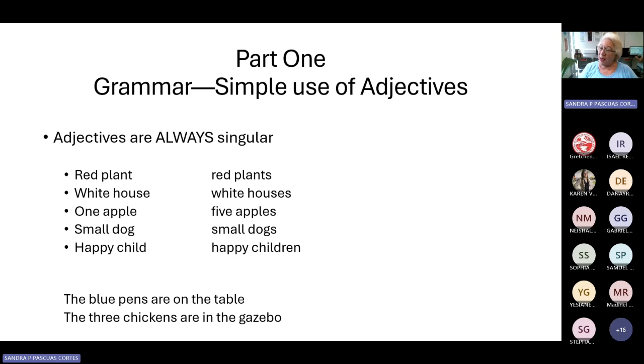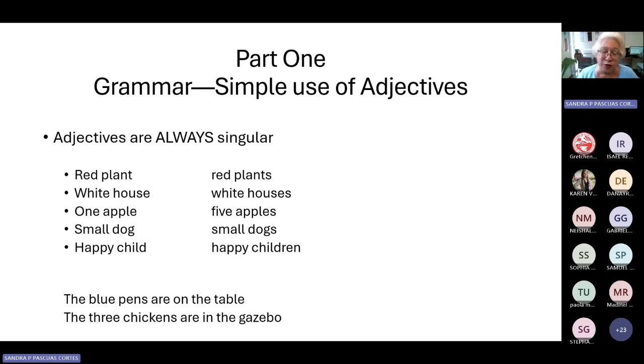The adjective does not change. Another example, one apple. In numbers, because adjectives can be colors, numbers, size, and emotions. In this case, it is number, one apple. In plural, 5 apples. We don't say fives. We have adjectives that deal with size: small dog, singular, small dogs. As you notice again, adjectives of color, of number, and of size are always singular.